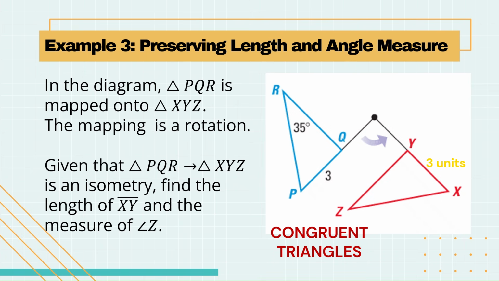Moreover, since Z is mapped to R, the angle measure of Z is congruent to angle R. Hence, angle Z should be 35 degrees. Got it?